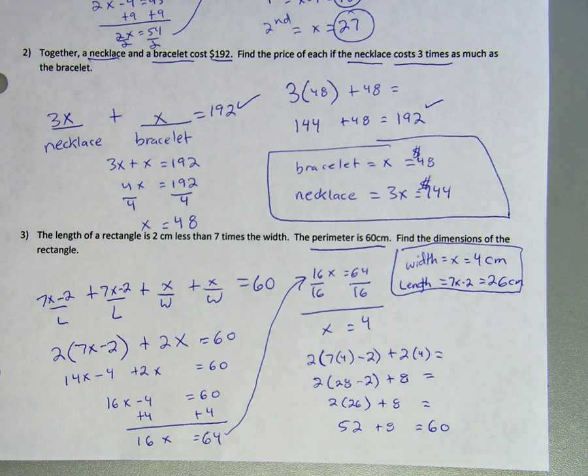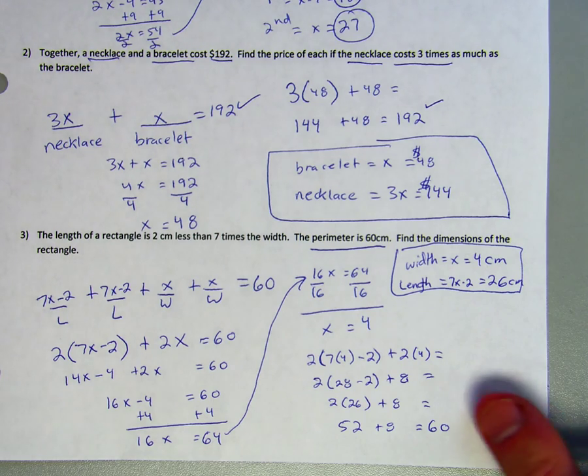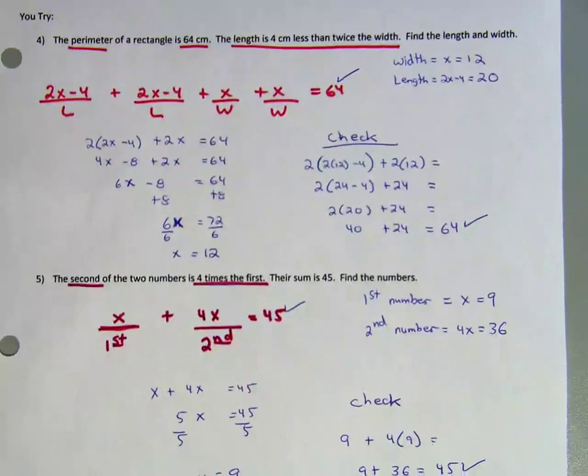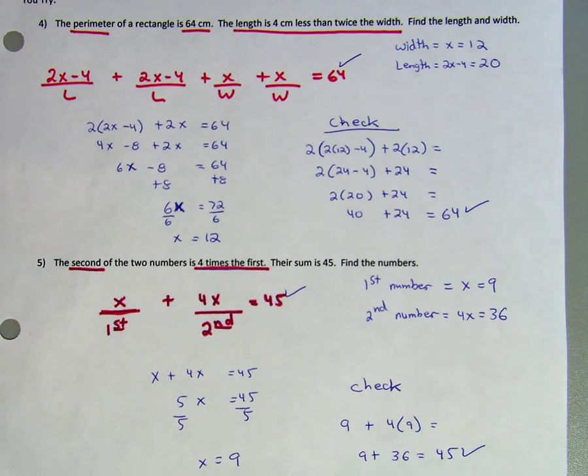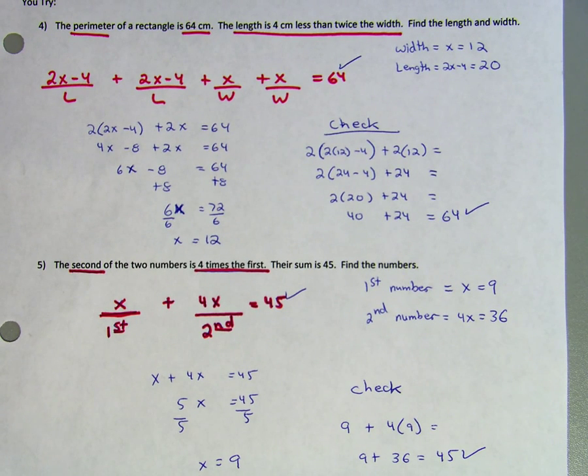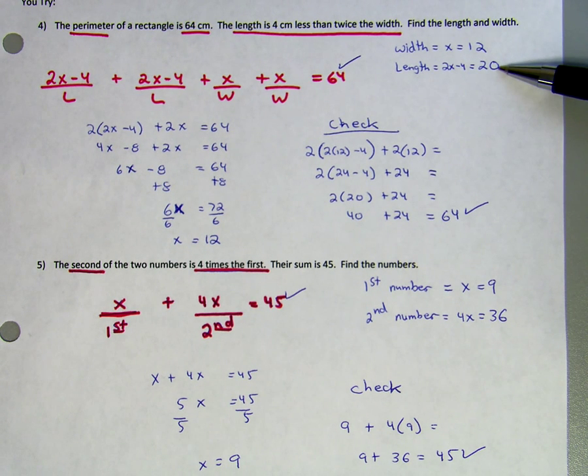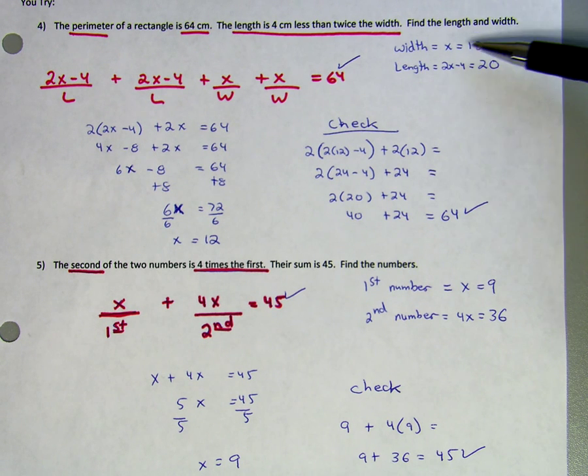You have 2 more problems that you're going to go ahead and try. Alright, so after you've tried these 2 problems, go ahead and check them. You can see that number 4 there is another perimeter question, so hopefully you did 2 lengths and 2 widths. And the perimeter is 64. And you should have gotten a width of 12 and a length of 20. If you didn't get those, make sure you check to see that your width was x and your length was 2x minus 4, because our length is 4 centimeters less than twice the width.